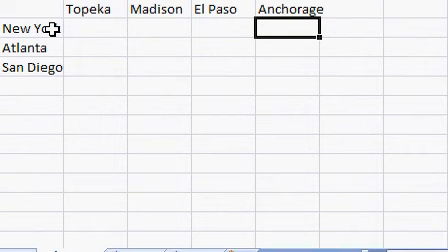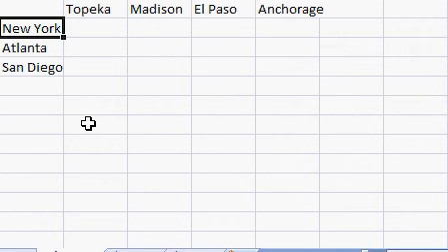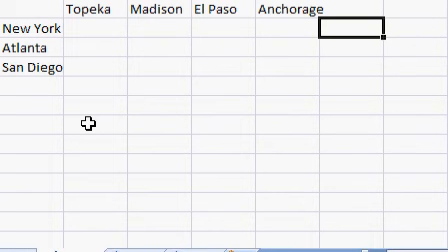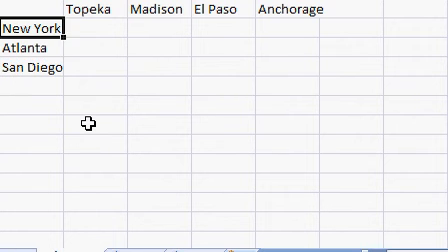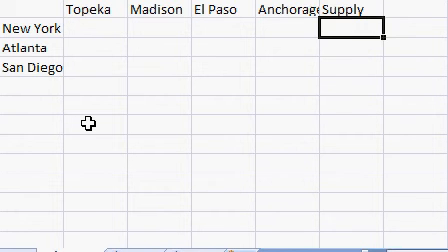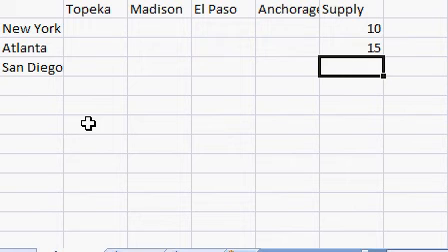All right. So naturally, the production capacity at each of these plants has a limit. So we can think of each of these plants as supplying some amount of goods. So I'm going to write supply here, but we're just thinking in general about problems. So let's say that the New York production facility can produce 10 units, Atlanta can produce 15, and San Diego can produce 8.